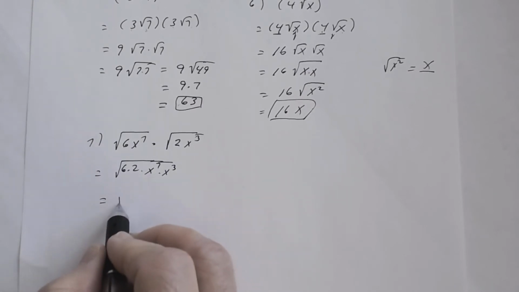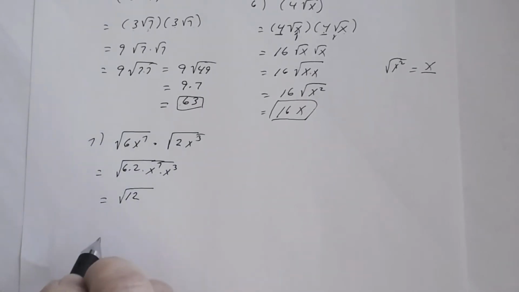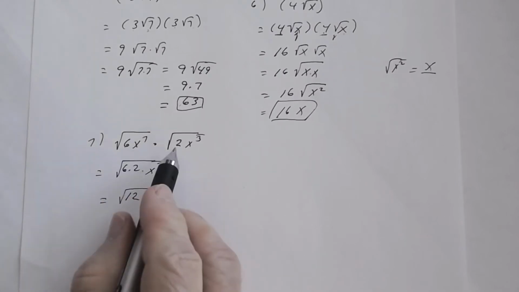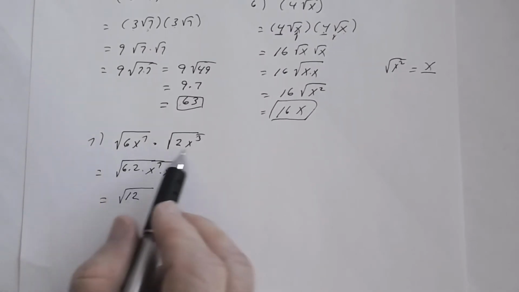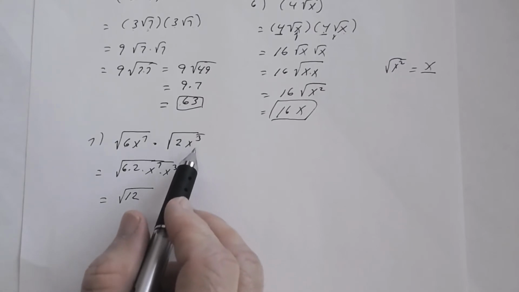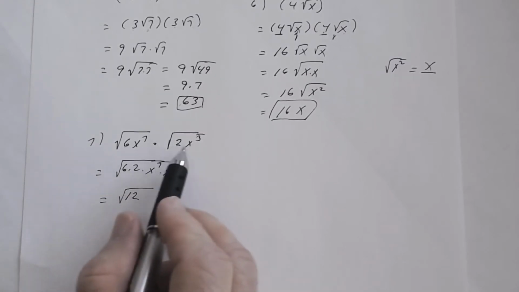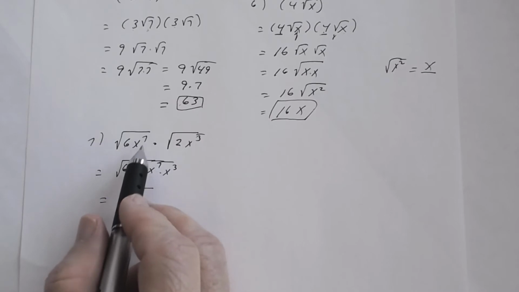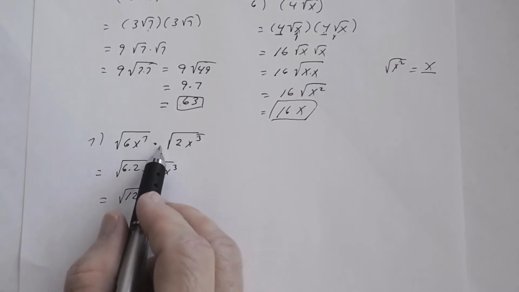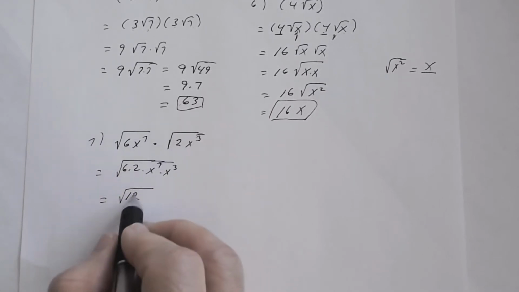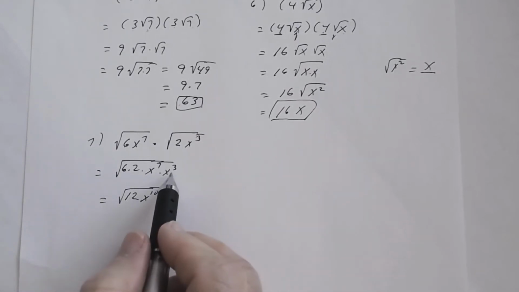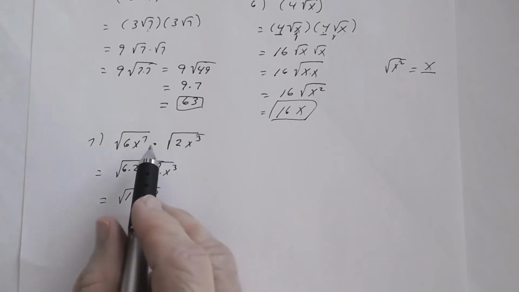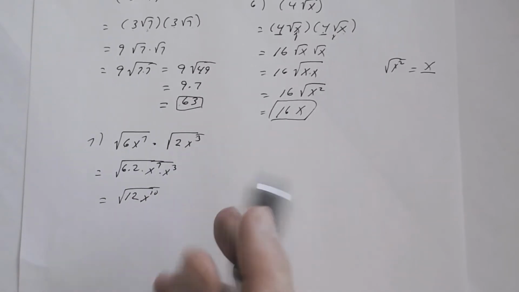So if you wanted to, you could have gone directly to square root of 12. Okay, so you can go from here to here. And then you could have also gone from x to the 7th times x to the 3rd. So when you multiply like bases, you add exponents. So all of you knew that x to the 7th times x to the 3rd is x to the 10th. Okay, so you did not have to write this step. All right, you could have gone directly from here to here.